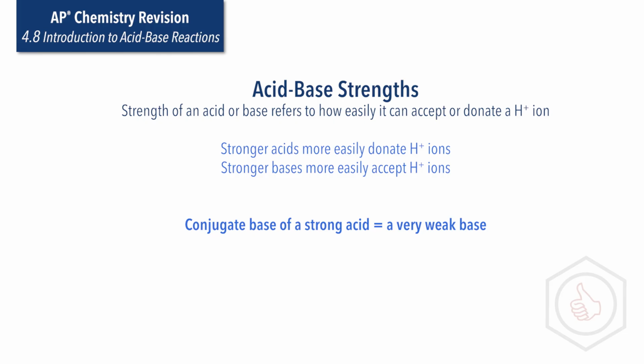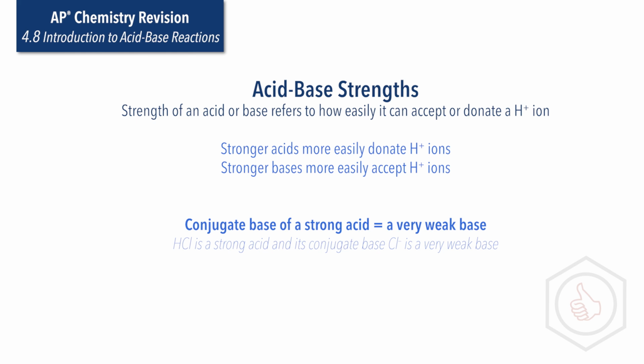For example, the strong acid HCl easily donates H+ ions and forms its conjugate base, Cl-. But this Cl- ion is a very weak base. It doesn't easily accept H+ ions to reform the strong acid HCl.